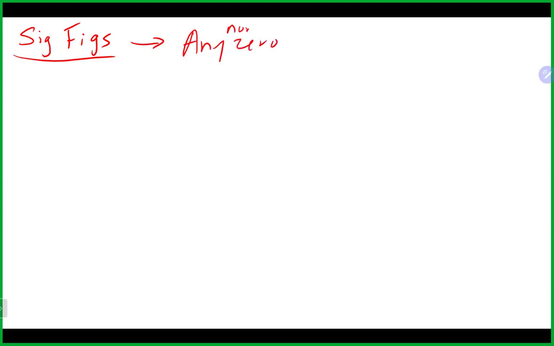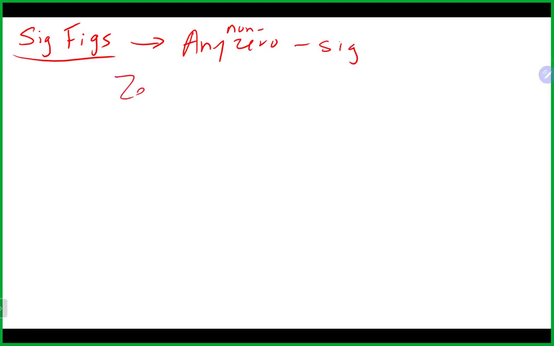Okay, we're going to pick up here where we left off, and we're going to talk about still measurements, significant figures. What we were talking about again, we were talking about our sig figs, and we were talking about again what constitutes a significant figure. A reminder again, any non-zero is going to be significant.